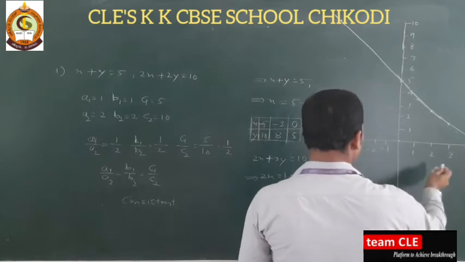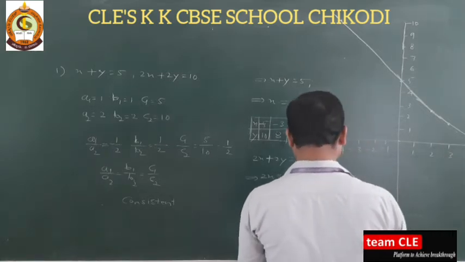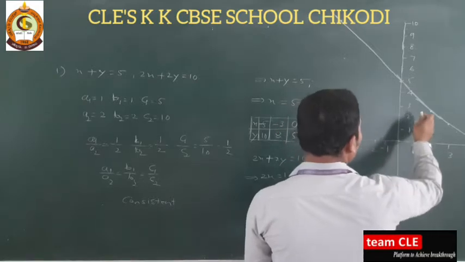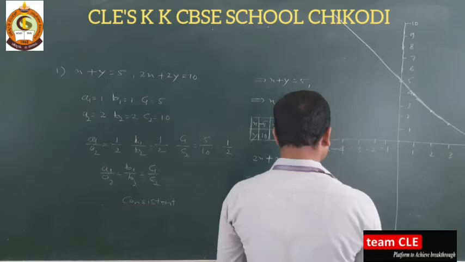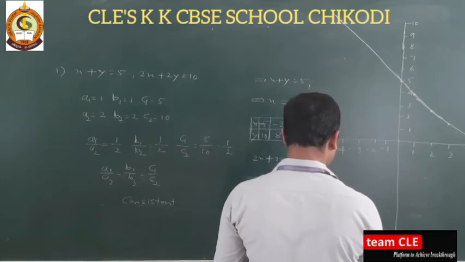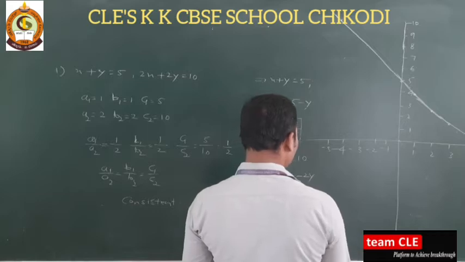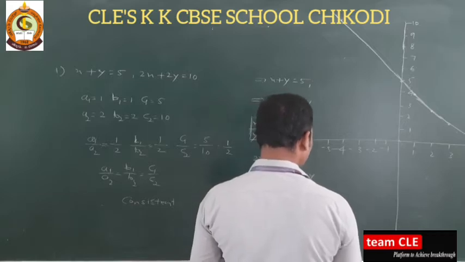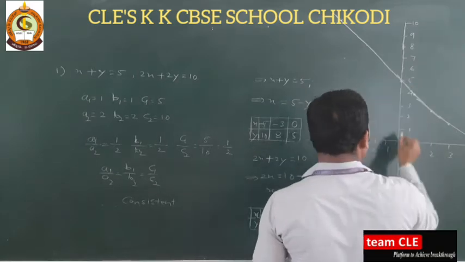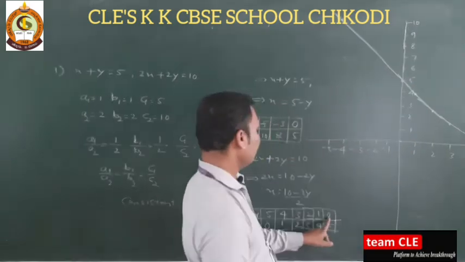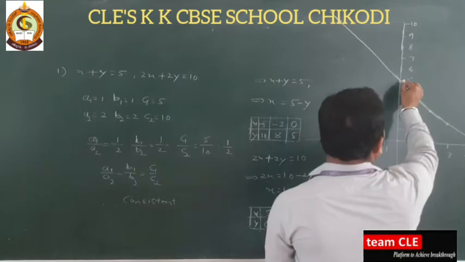Okay. Now see, x is equal to 1 and y is 4. That means again we will get this point here. If you substitute 5, 2 into 5 is 10. This is completely 0, 0 and 5. So we will get this point where x is equal to 0 and y is equal to 5. That means you will get this point here.